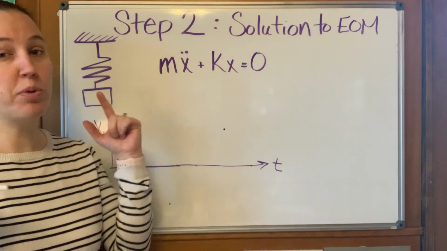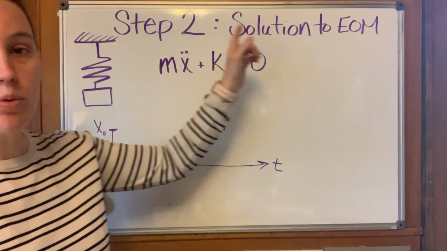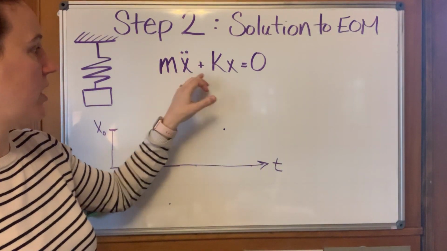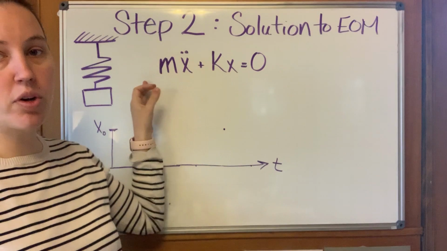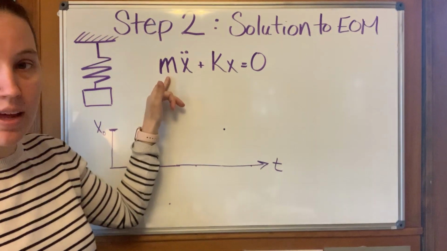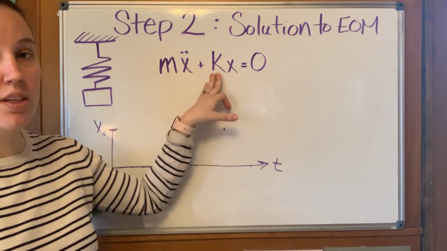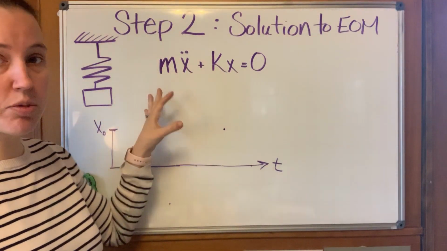All right, so now we're going to move on to step 2, solving an equation of motion. So here we have some equation of motion, m x double dot plus k x equals 0. And remember that this m could be some equivalent mass based on the geometry and the mechanics of the problem, and this k could be some equivalent spring. But it's always in this form for undamped vibrations.